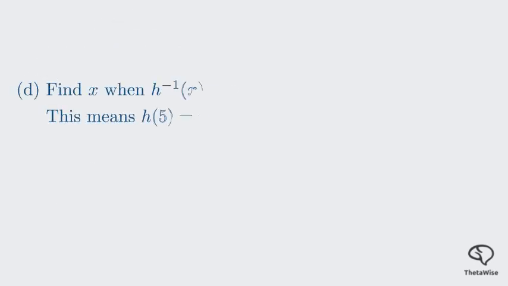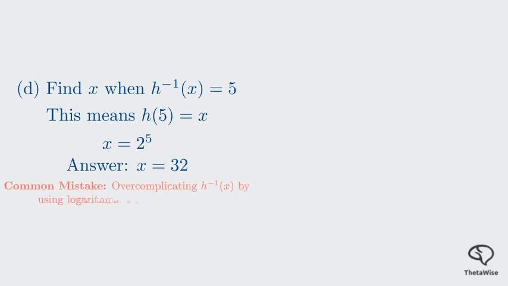Finally, part d, find x when h inverse of x equals 5. This is equivalent to saying h of 5 equals x. x equals 2 to the power of 5. So x equals 32. A common mistake in part d is trying to find a formula for the inverse, using logarithms, which isn't necessary if you understand the relationship between a function and its inverse.